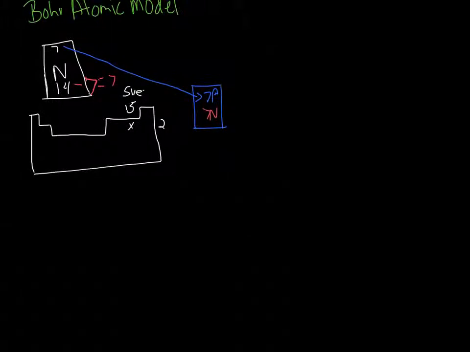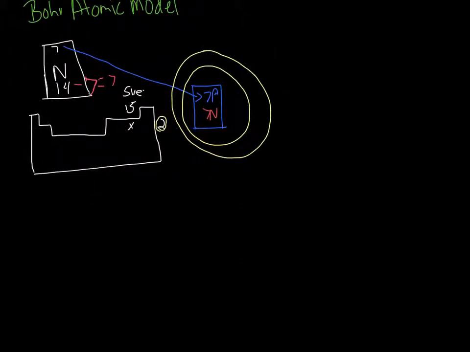And then, because it's in period 2, we know that there are 2 orbitals around nitrogen, around the element. And we know that there are 5 valence electrons because it's in the 15th group. So there's going to be 5 of these in the outermost shell.